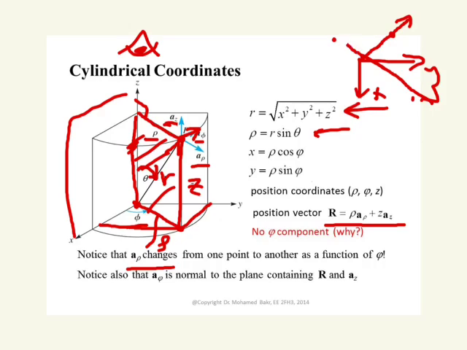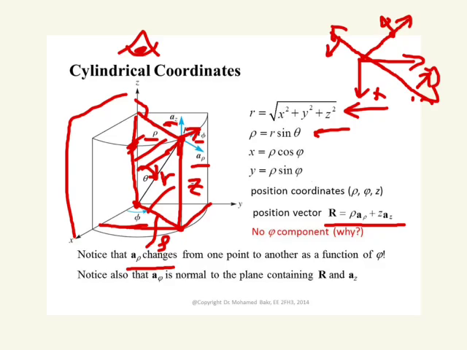this will be the direction of a rho, and so on. So a rho is varying, as the direction is varying from one point to the other. Of course, a phi is always normal to a rho. So it's normal here. It's normal here. It is normal here, and it depends also on phi.